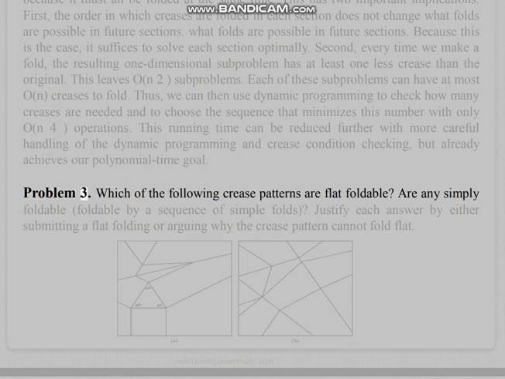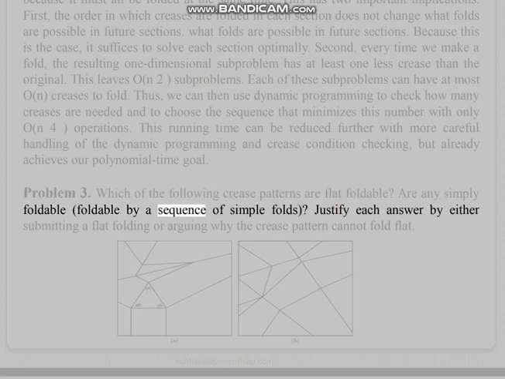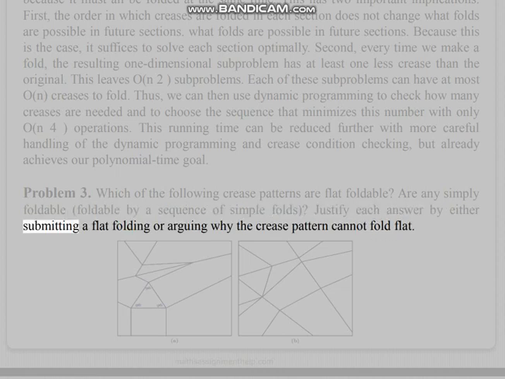Problem 3. Which of the following crease patterns are flat foldable? Are any simply foldable by a sequence of simple folds? Justify each answer by either submitting a flat folding or arguing why the crease pattern cannot fold flat.